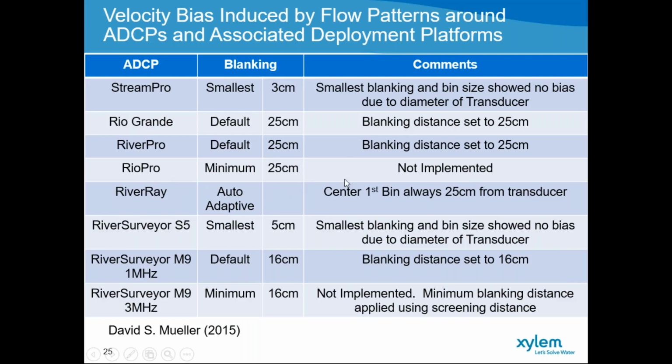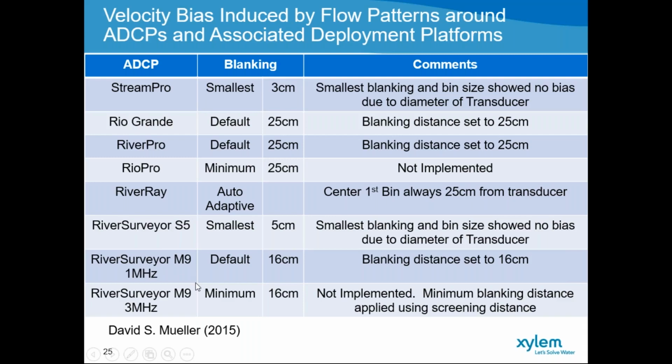For RioPro, the minimum is 25 centimeters, which is not implemented based on the USGS website. That is accommodated for in QRev. RiverSurveyor has an auto-adaptive blanking distance process, and the center of the first bin is always 25 centimeters from the transducer, so that puts it outside the 1% error on velocities. For the RiverSurveyor S5, the smallest blanking distance is 5 centimeters, and again, this is similar to the StreamPro. The smallest blanking distance and bin size showed no bias due to the diameter of the transducer. So RiverSurveyor S5 is not impacted by any flow disturbance at all.